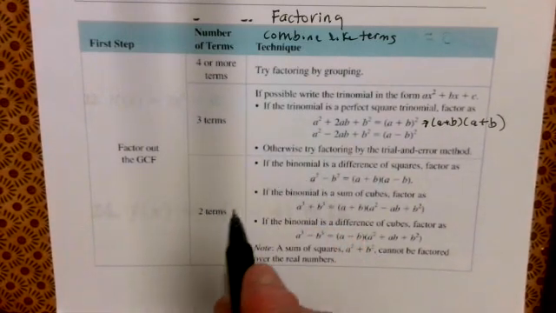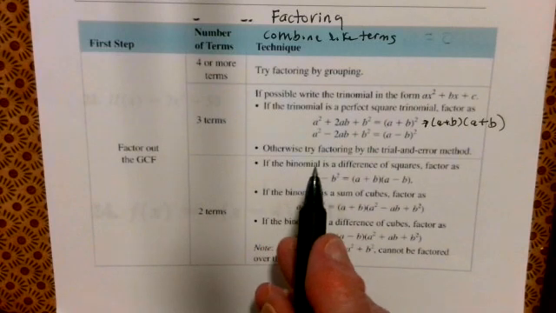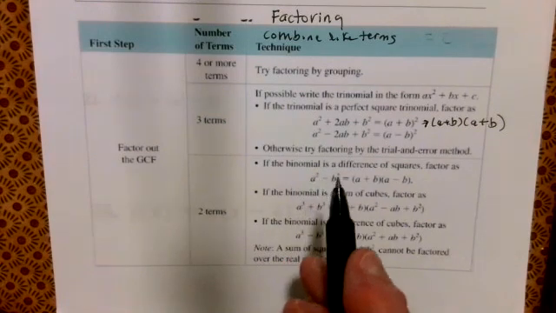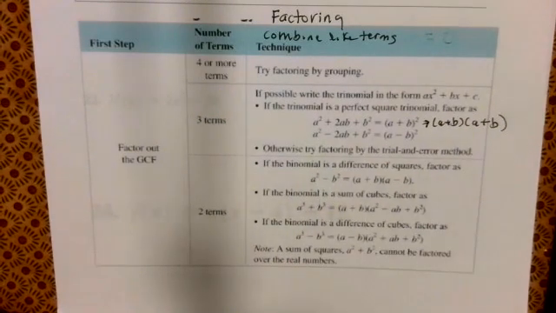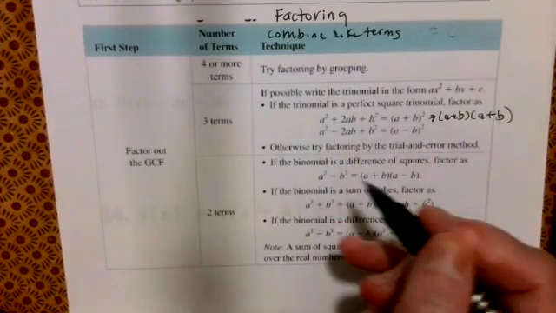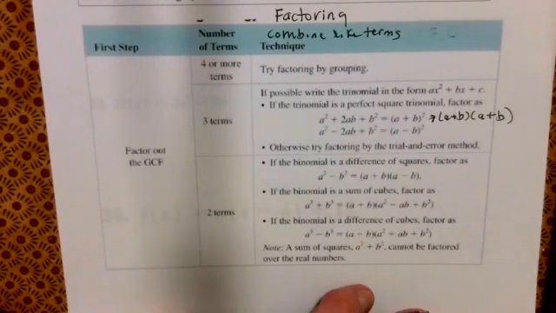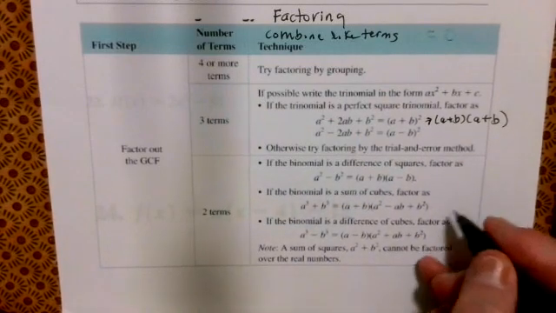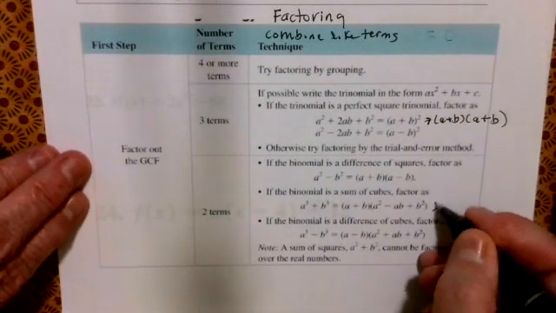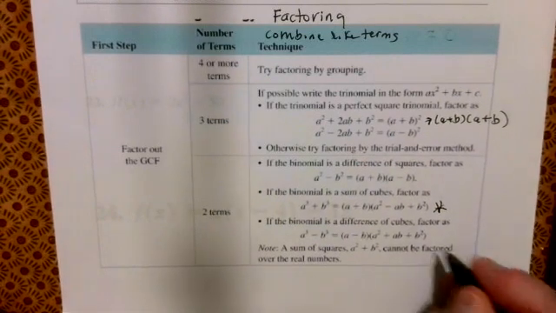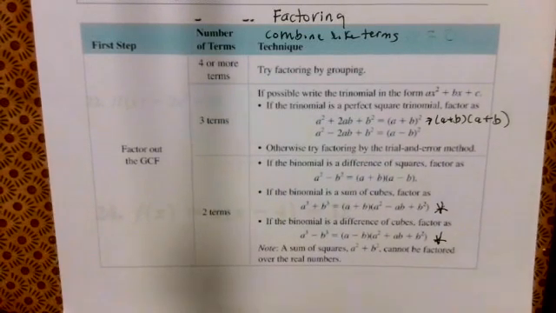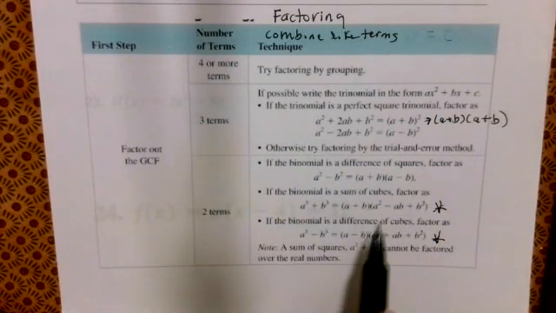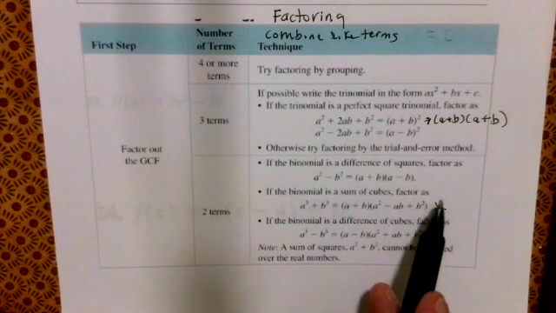Now, if it only has 2 terms, then it's called a binomial. If it's a difference of squares, so that means you've got a square and a square and you've got a minus in the middle, then this is how it factors: a plus b times a minus b. If it's a sum of cubes, you have to remember this formula. At some point I had to memorize this, and I just memorized it. I'm sure it's not that hard to derive, but I wouldn't worry about deriving it. I would just remember the formula.